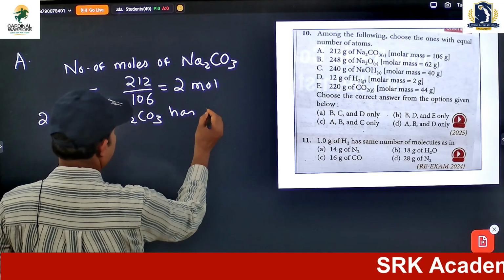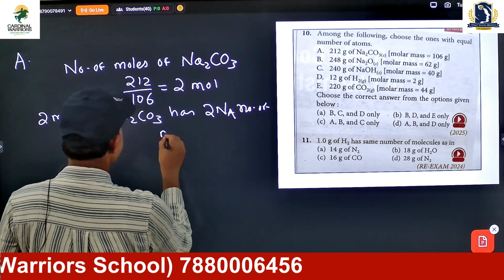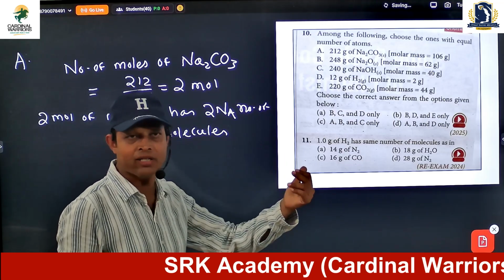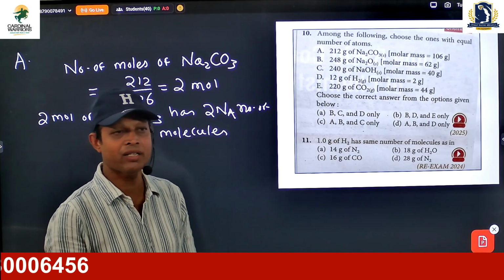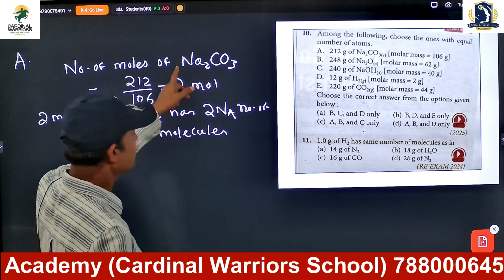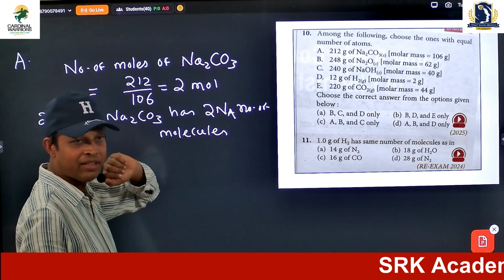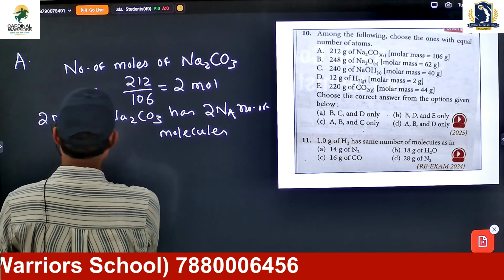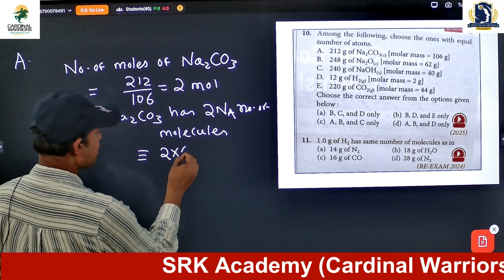2 mole of sodium carbonate has 2 Na number of molecules. One mole of sodium carbonate has Na number of molecules, so 2 mole has 2 Na number of molecules. Clear? And in one molecule there are how many atoms? Sodium 2, carbon 1, oxygen 3, so 6 atoms are there. So 2 mole of sodium carbonate has 2 into 6 Na number of atoms.